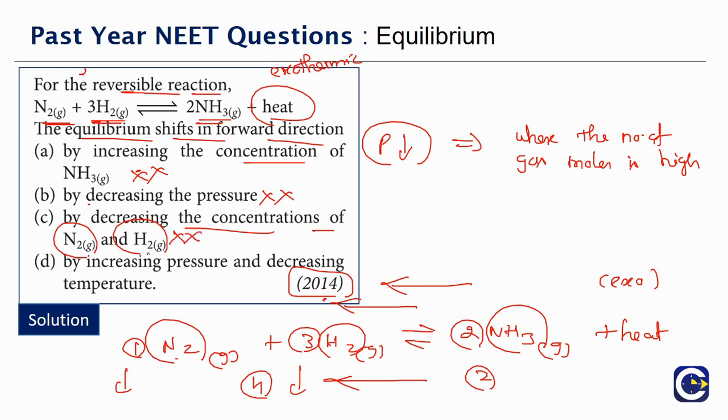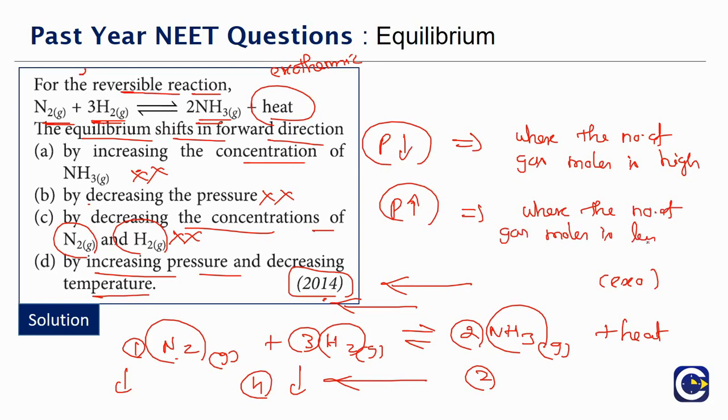Now look at option D. Option D is saying what? Increasing pressure and decreasing temperature. Decreasing pressure we have already seen goes in the backward direction. So increasing pressure means what? The reaction will proceed in a direction where the number of gas moles is less. Always when we increase the pressure, the equilibrium will shift in a direction where the number of gas moles is less, which is the product side. That's why in option D's case, it is going to proceed in the forward direction.